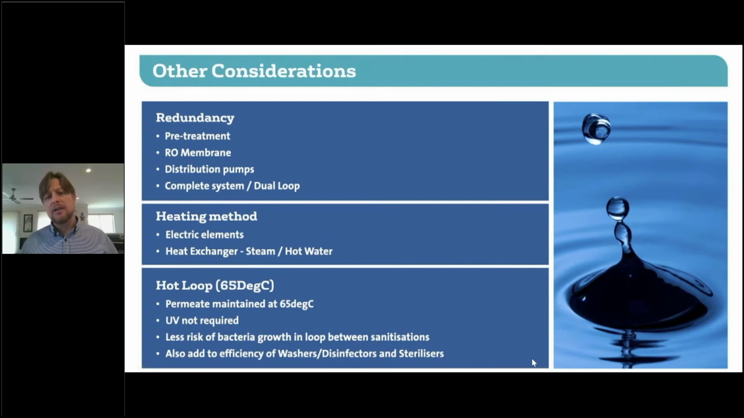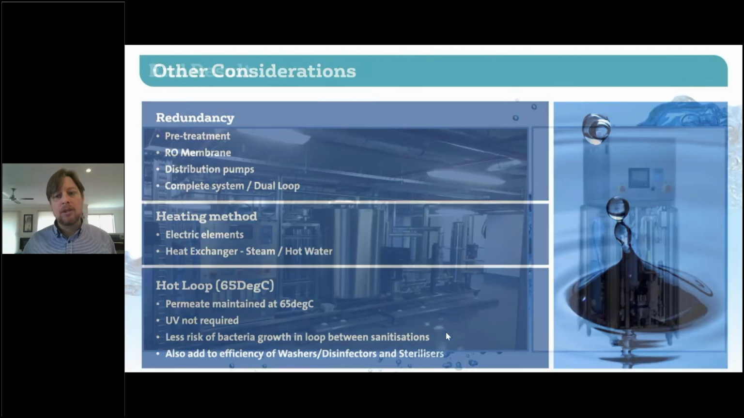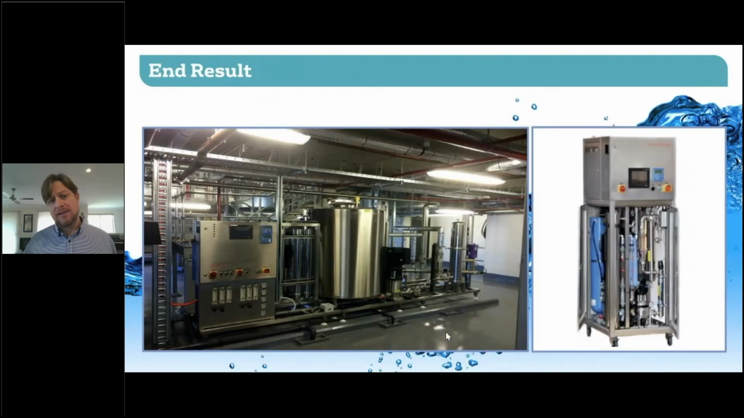So the only thing you need to consider with your hot loop is that if you have hand rinse taps, obviously it's not going to be appropriate to have a hot loop. So you've got to look at efficiency versus having a hand rinse tap. So your end result is going to be something either like, if you're a smaller site, it might be a little cabinet unit like this picture here, or a larger site, it might be a skid mounted solution like this picture here.